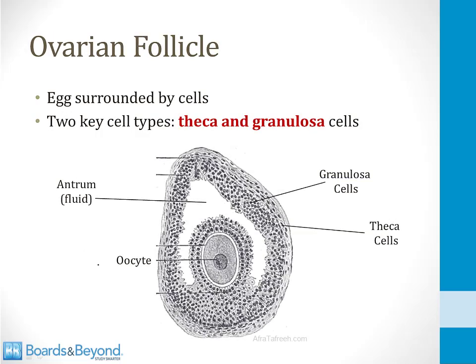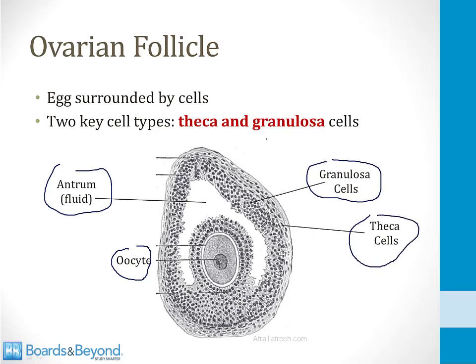This is a drawing of an ovarian follicle shown on the screen. It is an egg surrounded by cells. This is the oocyte or egg in the center. It's surrounded by some fluid, which is called the antrum of the follicle. It's also surrounded by two layers of cells. The granulosa cells are the innermost layer, and the theca cells are the outermost layer. And it is the theca and granulosa cells which are going to synthesize estrogens, which drive the growth of the follicle.